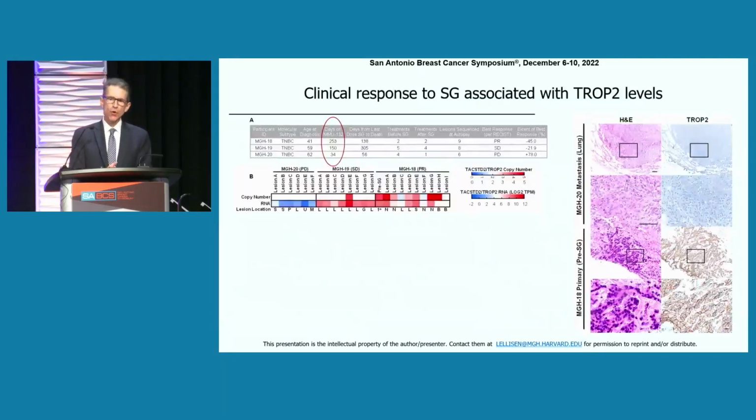In our own group, we started collecting some cases of patients treated with SG, where we had not only the primary tumor, but also multiple autopsy specimens from a rapid autopsy program launched by Dan Urich in our group. So we had the ability to think about what was going on in the setting of both de novo and acquired resistance. First, we looked at the correlation between response and TROP2 levels in the primary tumor, and this is a few of the selected patients.